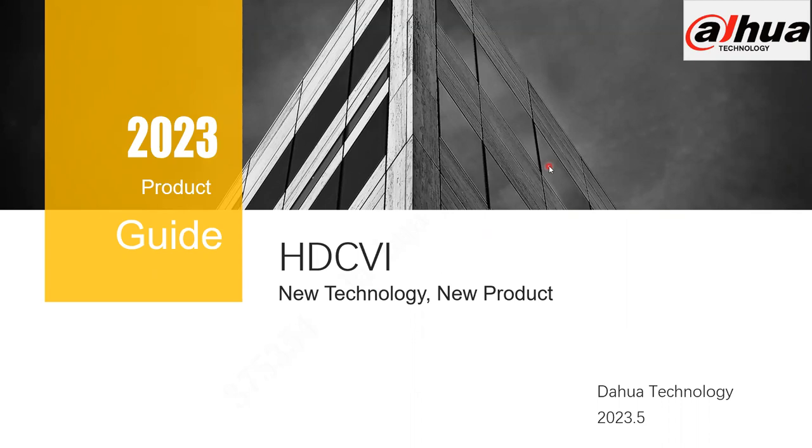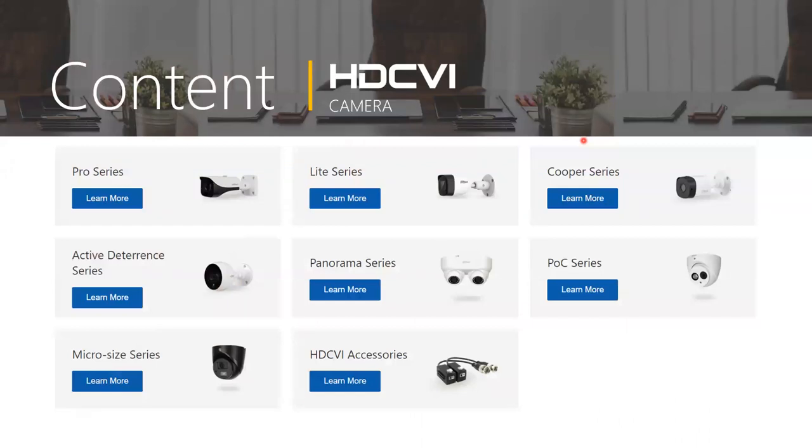So let's take a look at today's content, then we move on from this point. HDCVI has a wide variety of different products which can be used at different levels. Based on the different platforms that we have for HDCVI, we have three major categories: the light series or the entry series, the pro series, and the high-end products.